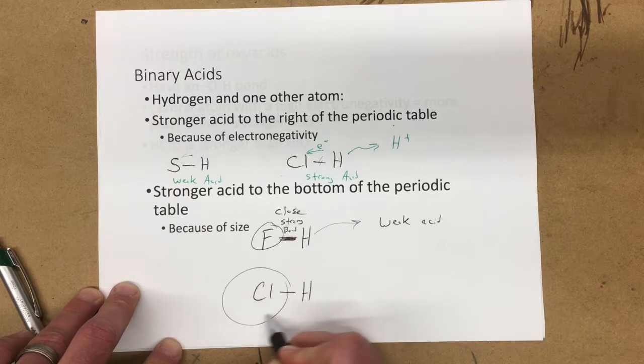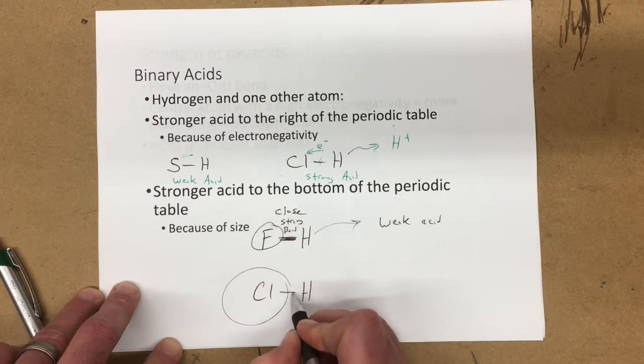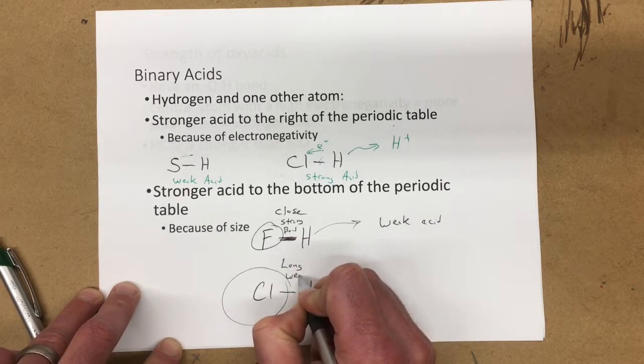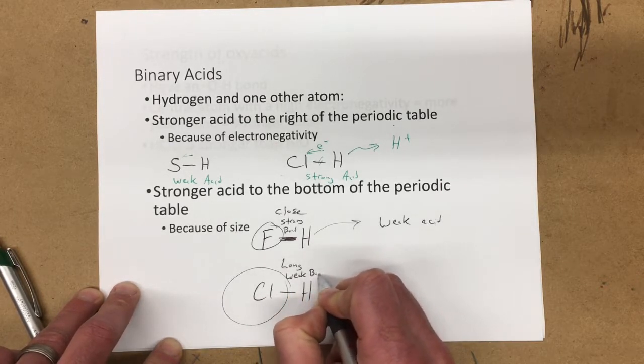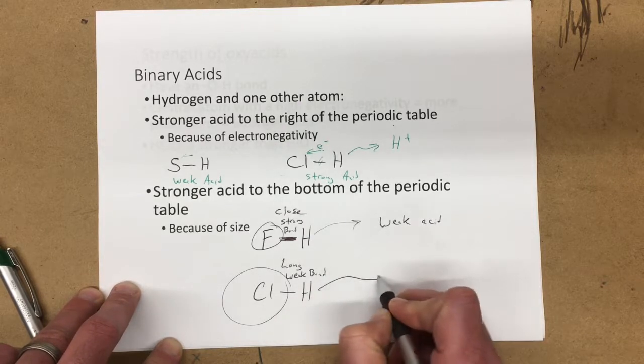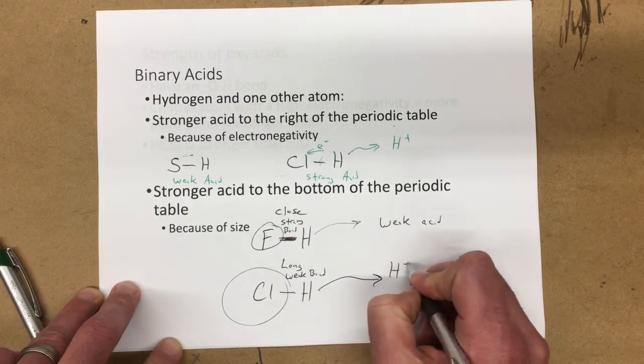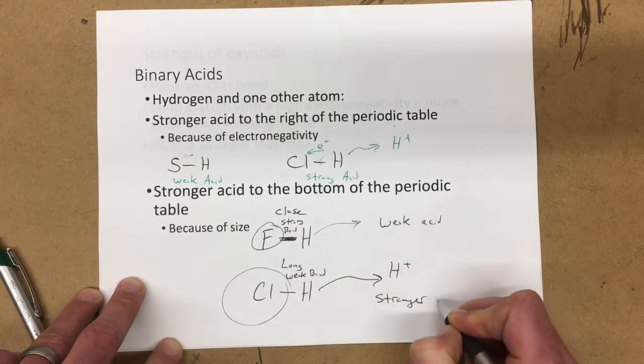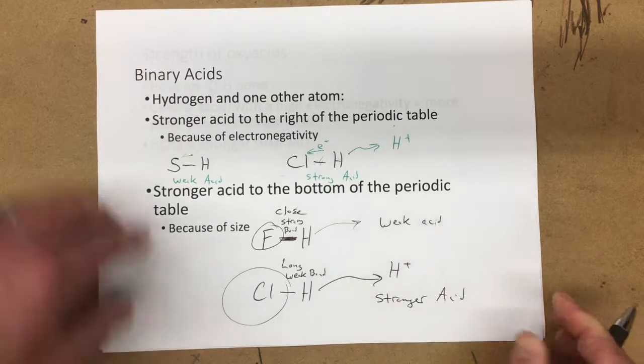Chlorine is quite a bit bigger than fluorine, and so that makes a little bit more distance between these. So this is a longer bond, therefore a weaker bond. And when it's a weaker bond, then it's easier to lose this hydrogen. And so that means it's a stronger acid.